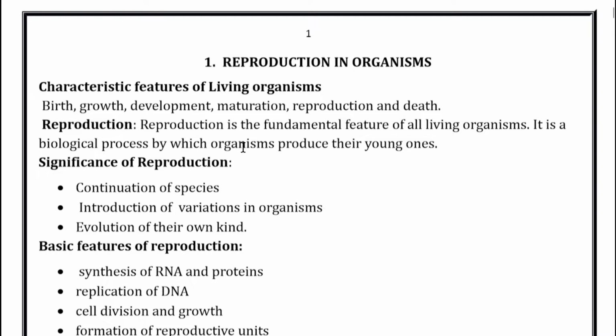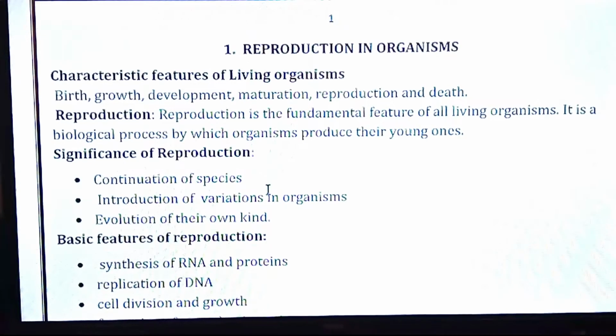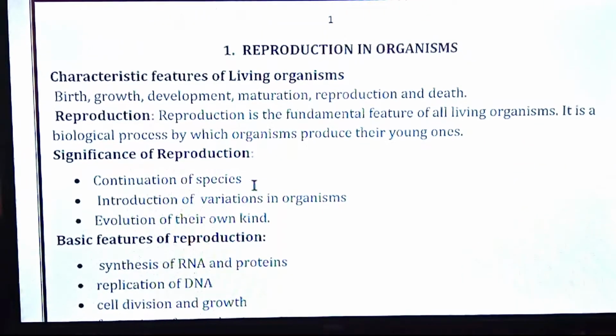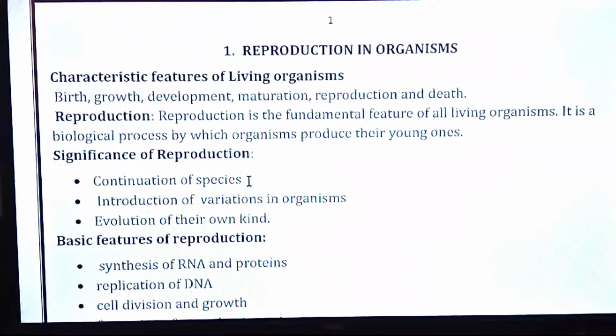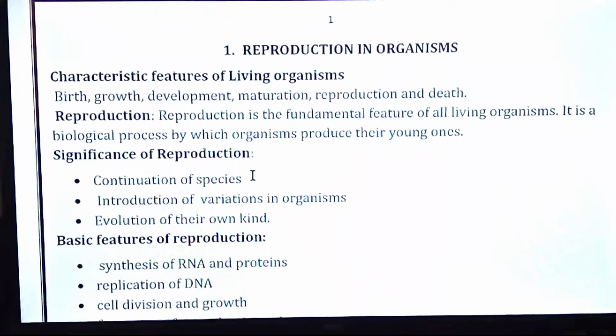Now, what is the significance of reproduction? Why should reproduction take place? Reproduction has to take place for the continuation of the species. Every species of organism has a definite lifespan. After their lifespan they will die and must be replaced by their successive generation, and this happens through reproduction. So this world has seen many generations of different kinds of people.